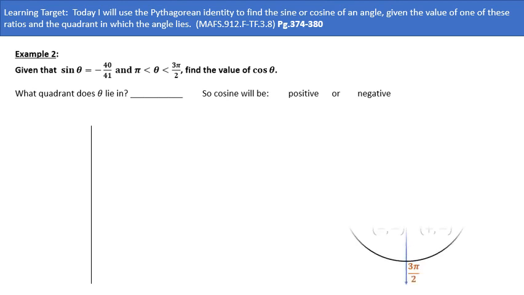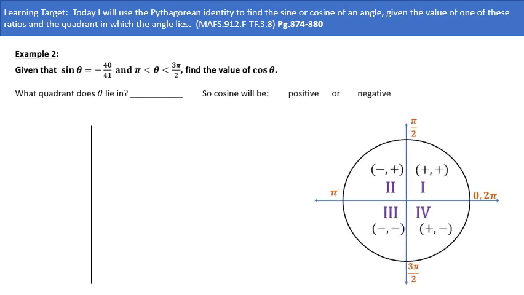All right, so let's go back to what we had, our trusty little remembering device. I don't know what you call that, picture, unit circle. All right, so here we go. What quadrant are we in? Well, we know theta has to be between pi and 3 pi over 2. So where is that on the unit circle? It's right there. So we are in quadrant 3.